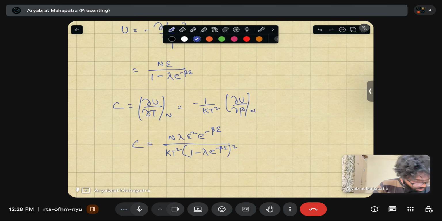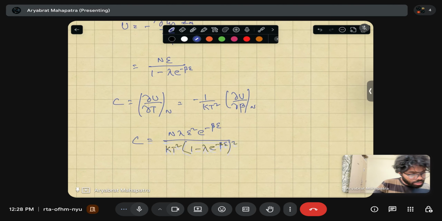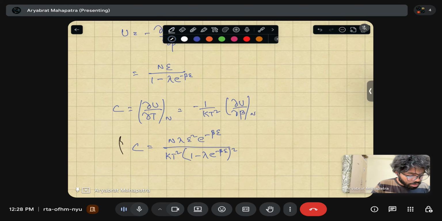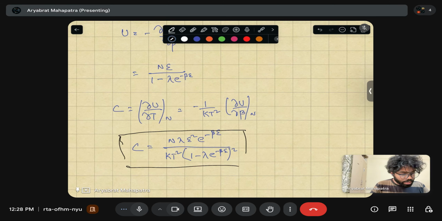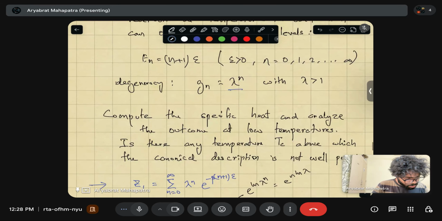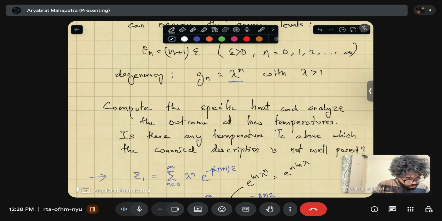Yeah, this is fine. So this is what your specific heat will turn out to be. And also related to specific heat, you had something more. So you analyze the specific heat at low temperature.